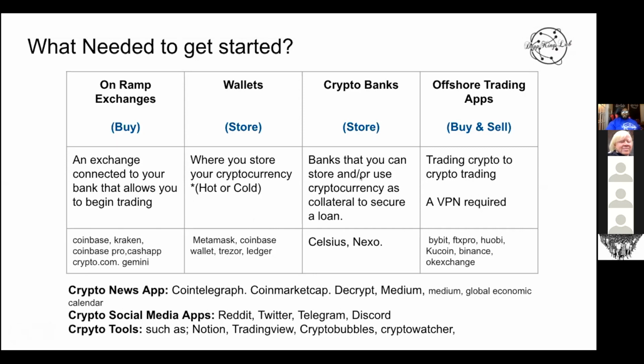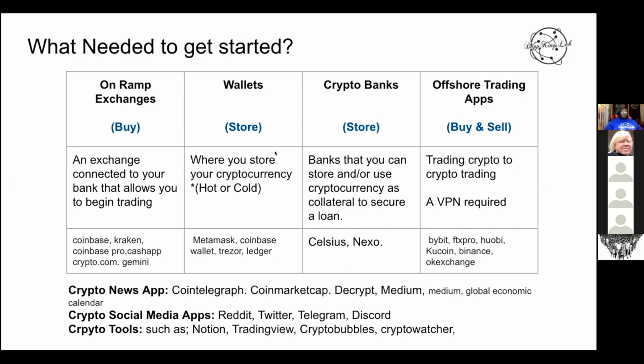Next thing is wallets. Wallets are important, because as soon as you get your cryptocurrency, the next thing you need to do is store it somewhere. And where are you going to store it? In wallets. Some of the brands are called MetaMask and Coinbase. In addition to being an exchange, Coinbase also has a Coinbase wallet, which is separate. And you have Trezor and Ledger. And there are 2 different kinds of wallets. You have hot and cold.